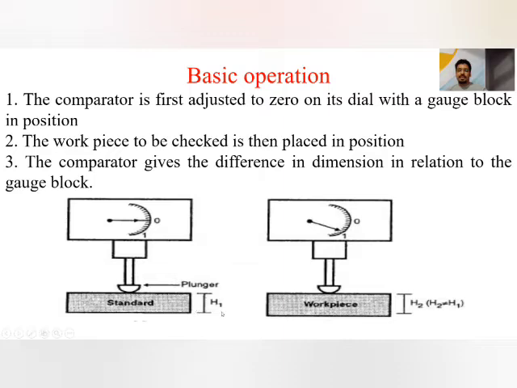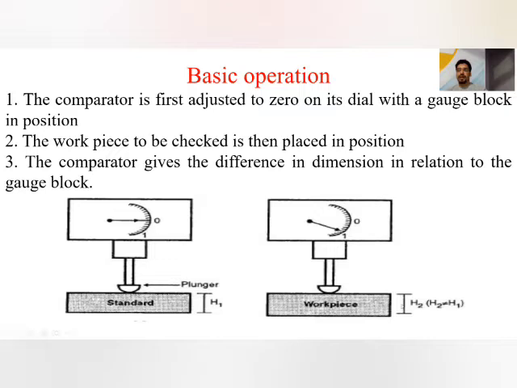Now, if h1 is greater than h2, it means h2 is smaller than h1. The height of the workpiece is smaller than the height of the standard. Then what will happen? The plunger moves downward, and the pointer will move in the negative direction. It means lesser than zero. It means your workpiece is smaller in size as compared to the standard.